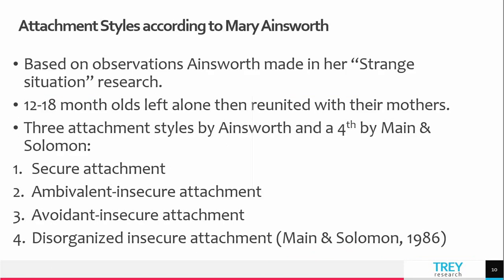Next, we're going to look at the attachment styles. So Mary Ainsworth developed on Bowlby's ideas of security and parent or caregiver and child interactions. And she did her own research based on a strange situation where she let 12 to 18-month-olds be left alone and then reunited with their mothers. And she observed three attachment styles, which we will look at briefly: the secure attachment, ambivalent insecure attachment, avoidant insecure attachment, and disorganized insecure attachment, which was then developed by Main and Solomon in 1986.